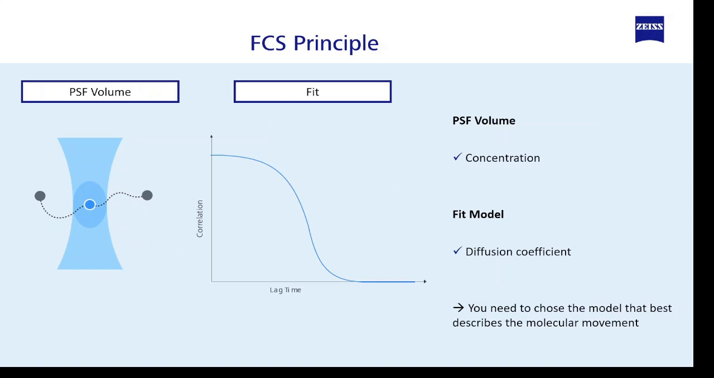If we want to get more information from the correlation curve, we need a couple more things, like we need to know the PSF volume. If we know the number of molecules and the PSF volume, we can calculate the concentration. And secondly, we need to fit our correlation curve to a model that theoretically best describes the molecular movement. If we get a better model, we can get a better result.